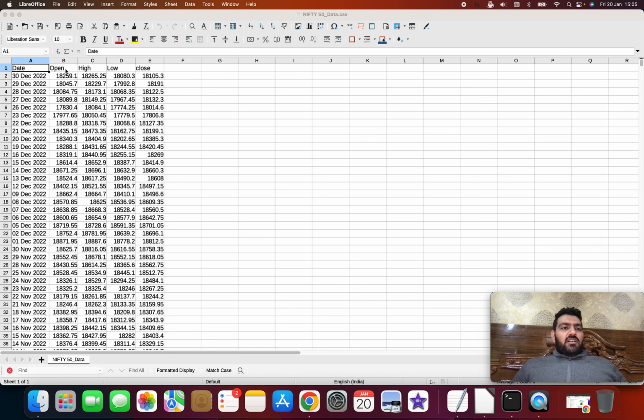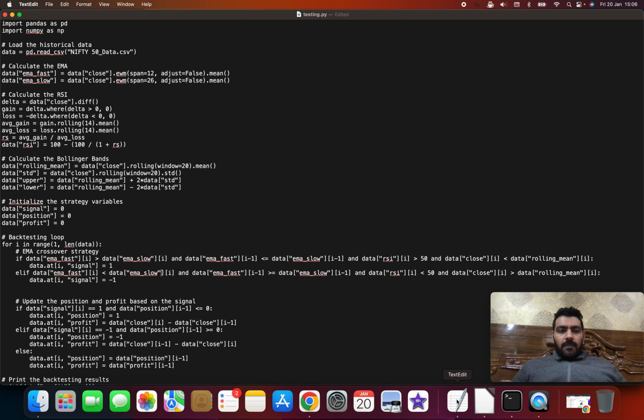So I just have open, high, low and close values. Okay, let's just move to the code. So I'm just reading this data and I have a simple strategy, which is I'm calculating a 12 moving average and 26 moving average. Along with this, in the strategy I am also using RSI. Okay, and I'm using the Bollinger Bands. For now I'm just using the rolling mean of 20 window. I'm not using any upper and lower band for this particular strategy.